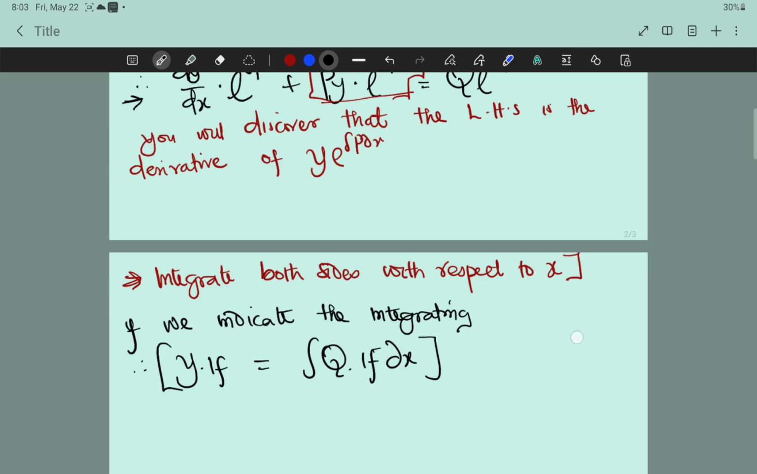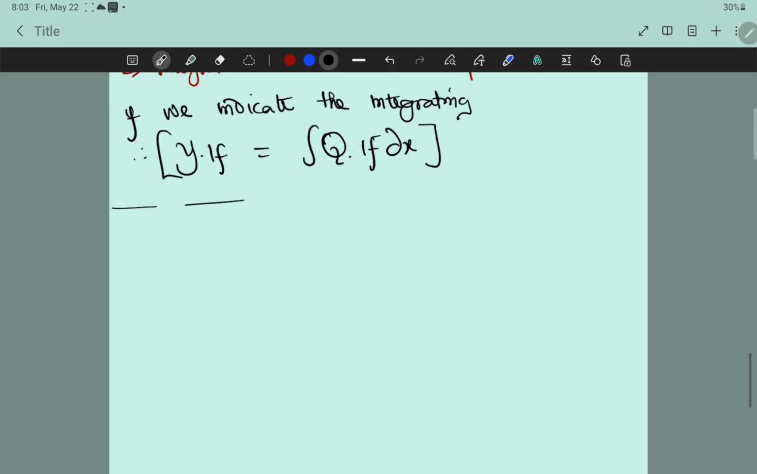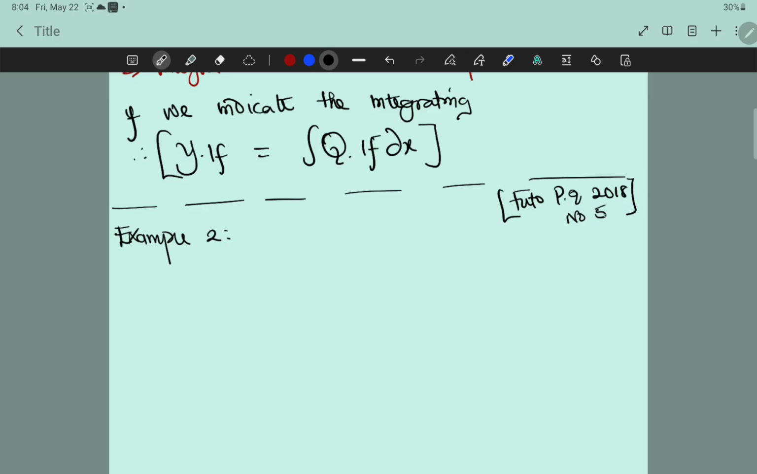So let us do something. Let's look at another interesting example quickly, shall we? All right, example 2. These are past questions, 2018, number 5. It says x dy/dx + y = x to the power of 3. Interesting.